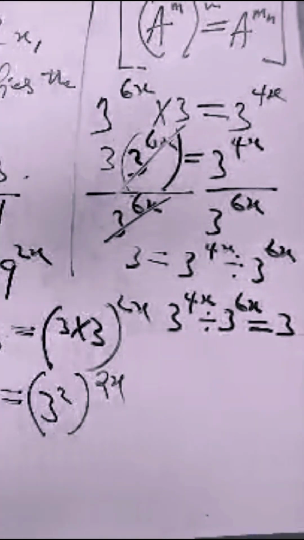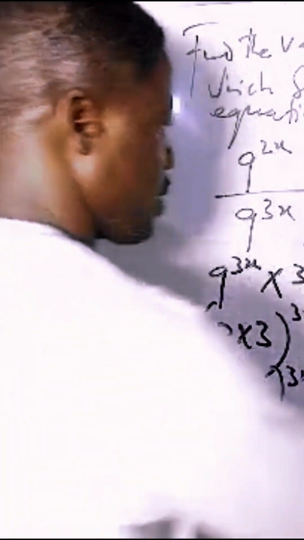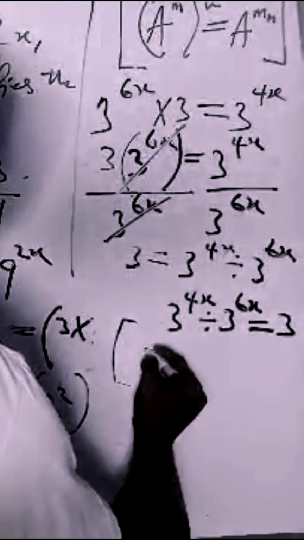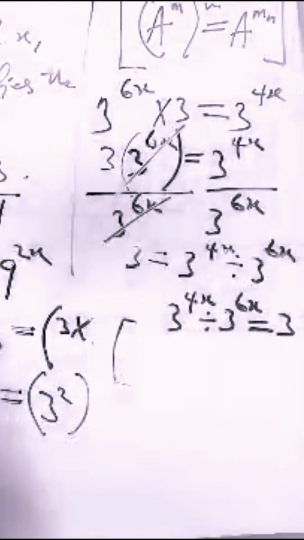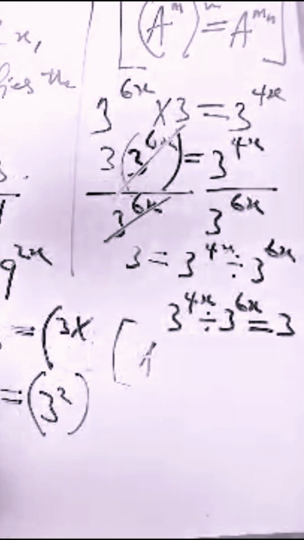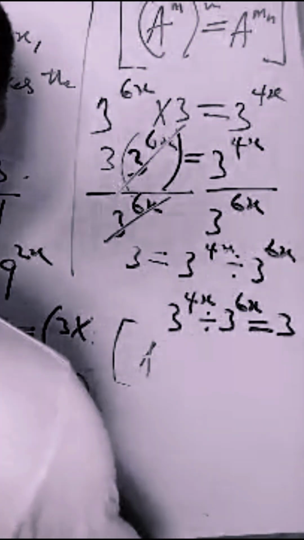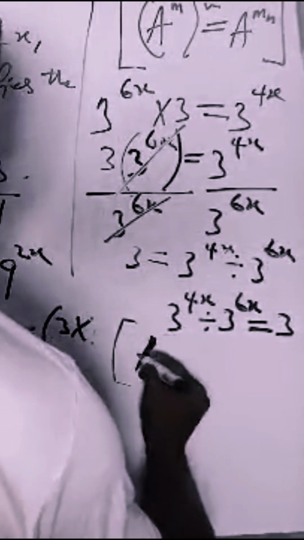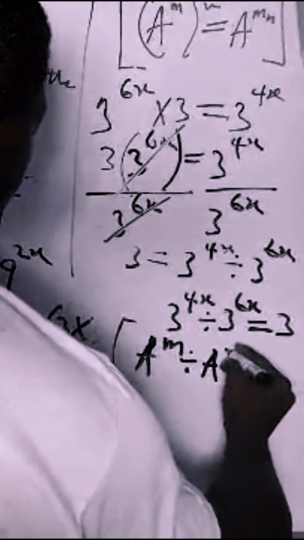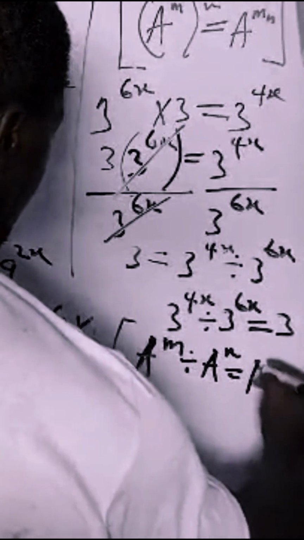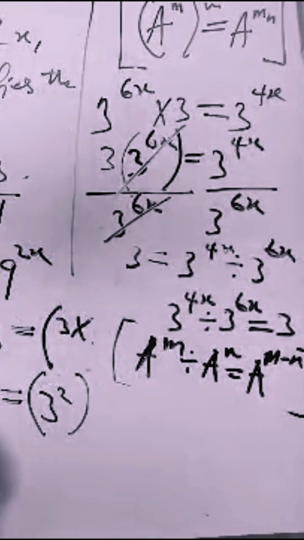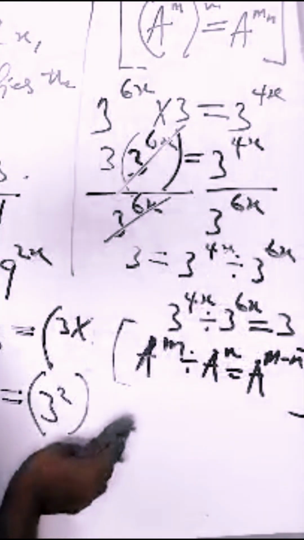Now again, there is another law of indices that says that a raised to power m divided by a raised to power n is as good as a raised to m minus n. So if that is true, we have this particular expression as what now?